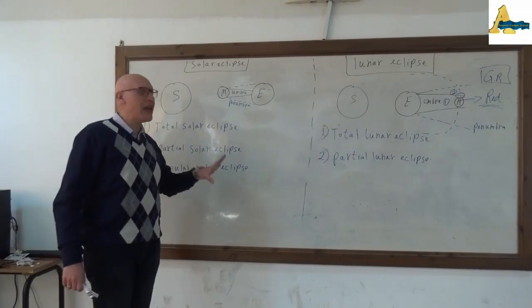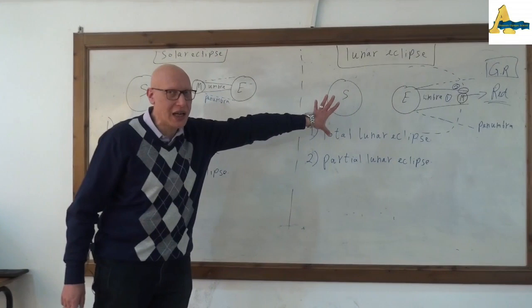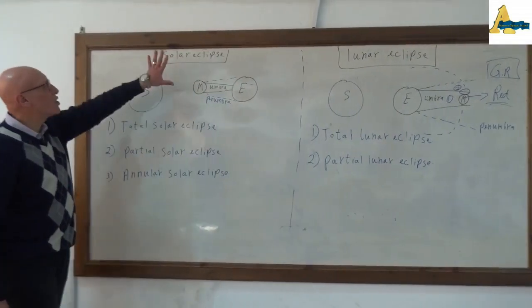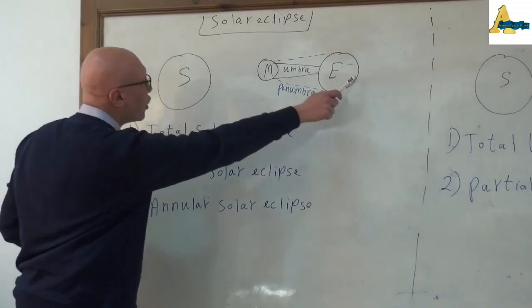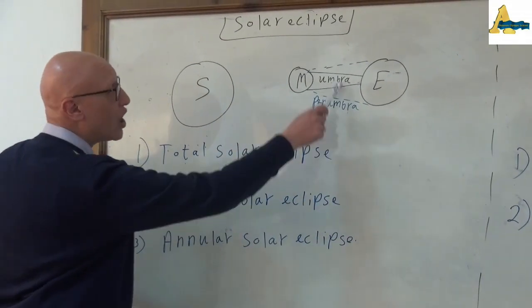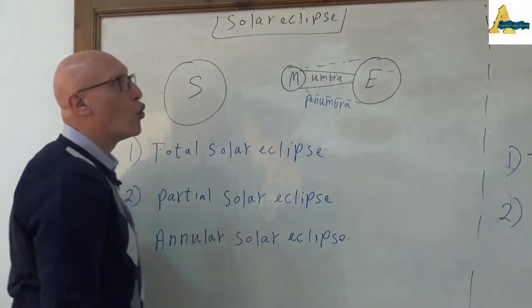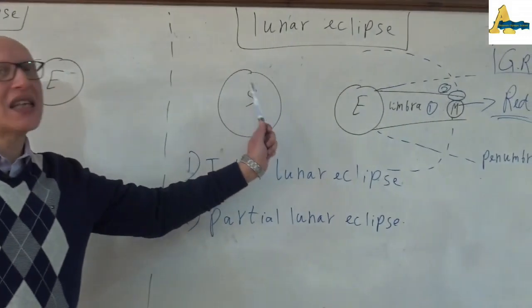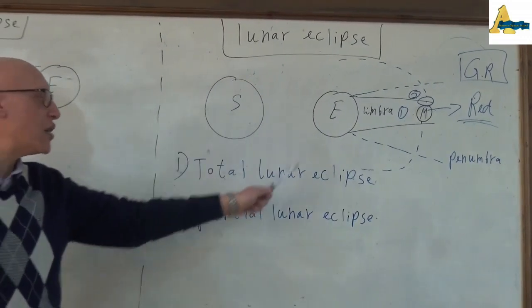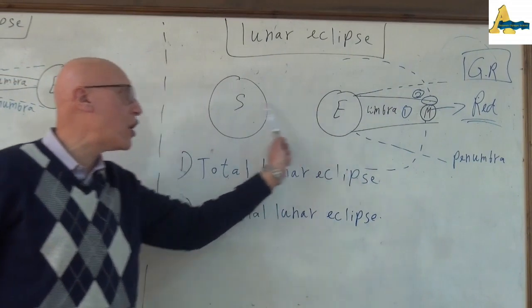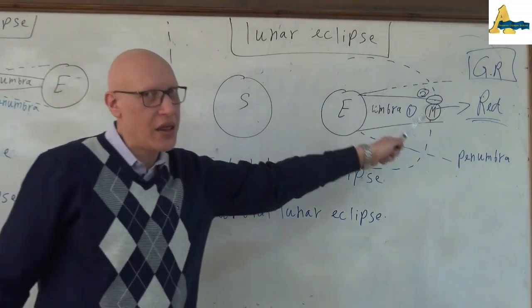Now we are going to make a comparison between the solar eclipse and the lunar eclipse. Number one, the solar eclipse is a phenomenon that happens when the sun, the moon, and the earth are nearly on one straight line and the moon is in the middle between the sun and the earth. While the lunar eclipse is an astronomical phenomenon that happens when the sun, the earth, and the moon are nearly on one straight line and the earth is between the sun and the moon.